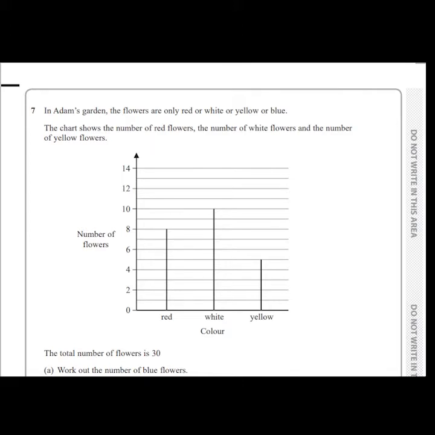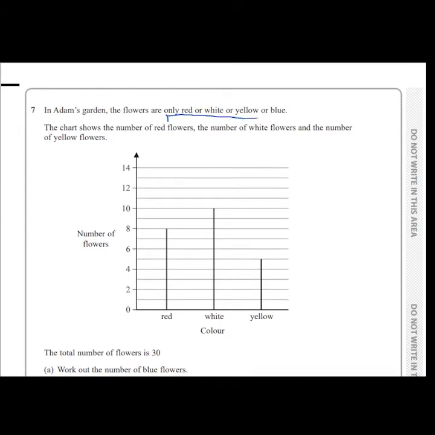So, number 7. In Adam's garden, the flowers are only red or white or yellow or blue. So, only red, white, yellow or blue. The chart shows the number of red flowers, the number of white flowers and the number of yellow flowers. So the number of blue flowers is not included. On the y-axis, we can see that it says the number of flowers. Then along the bottom, on the x-axis, we've got the colour. So they've given us red, white and yellow.